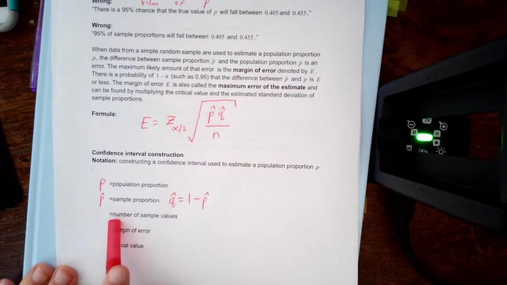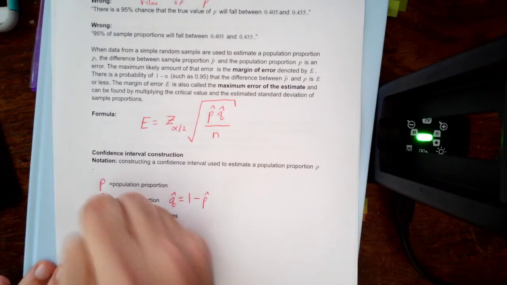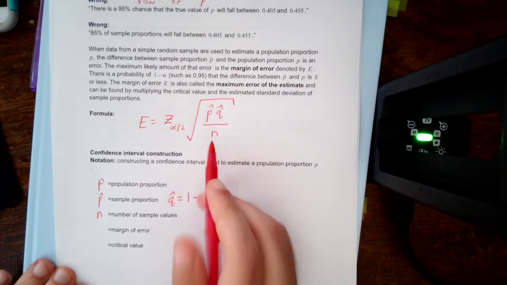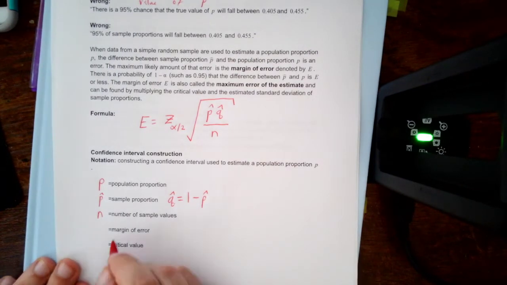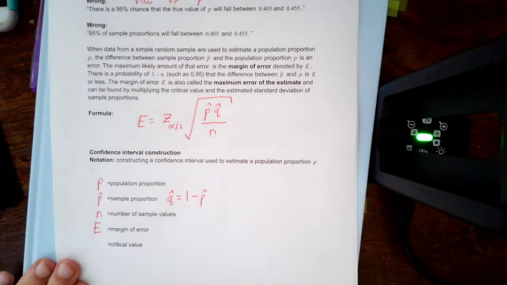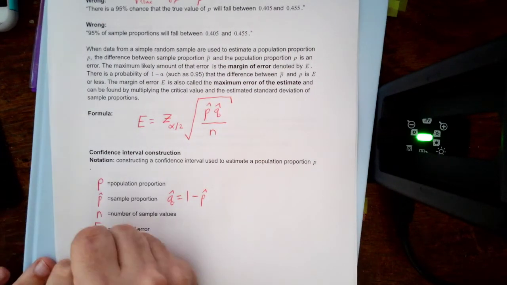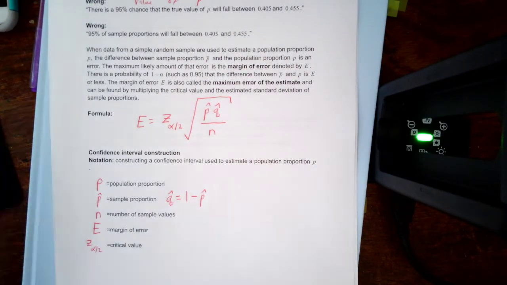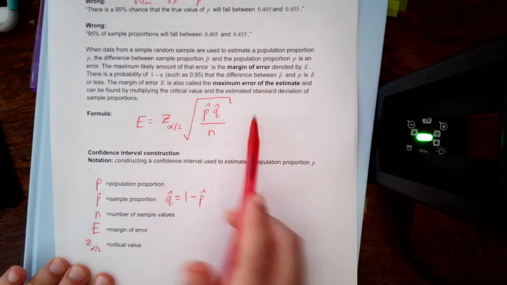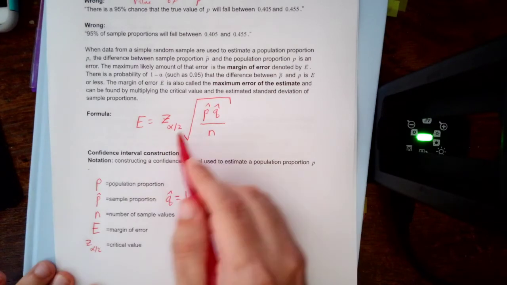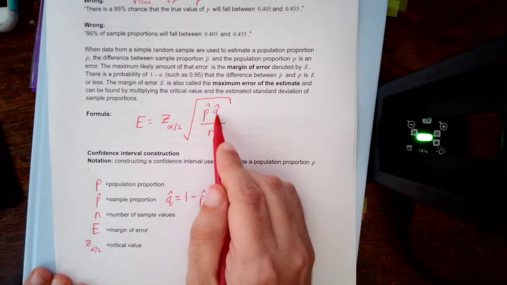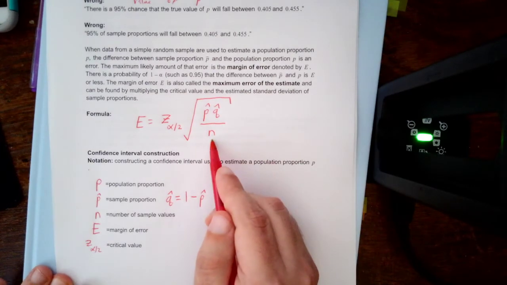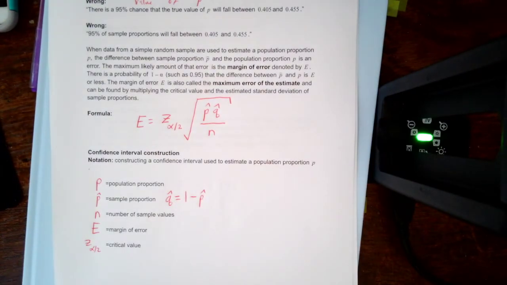Now, the number of sample values, that's n, right? N is the number of sample values. That's always been true, right? That's not a new symbol. The margin of error is the E, and then the critical value is the Z alpha over 2. That's whatever number you need from this table, right? That's whatever number you need from that table. And that is the notation that is used in the error formula, right? Critical value, sample proportion, the complement of the sample proportion, and the size of your sample. And those are the numbers you need to calculate the error.